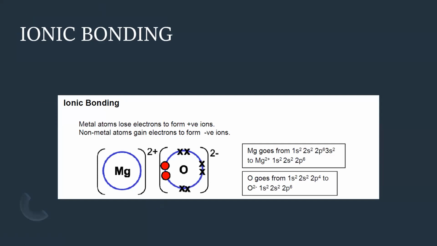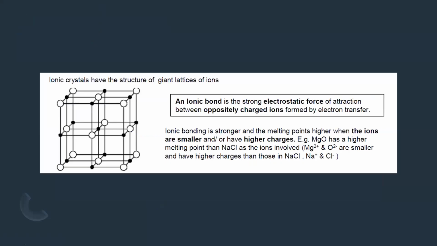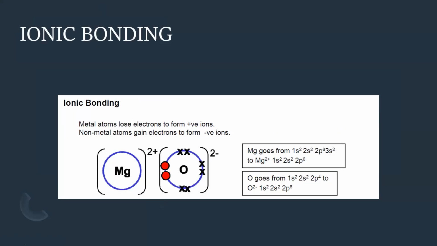The bond which is formed by a complete transfer of electrons from one element to another. For example, we have magnesium, which belongs to group 2, so it will have 2 electrons in the outermost shell. These are the outer shell electrons only for magnesium. And oxygen belongs to group 6, so it will have 6 electrons in the outermost shell.